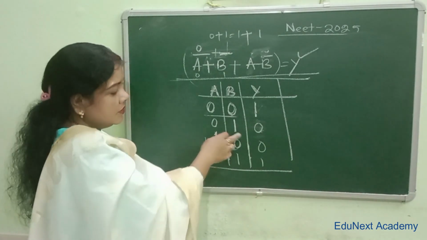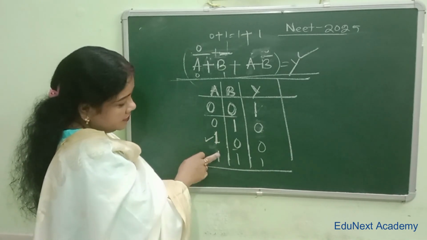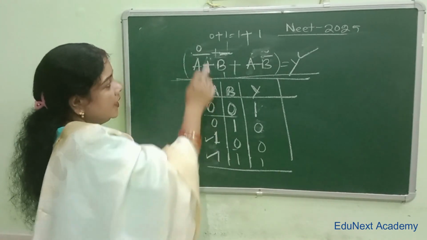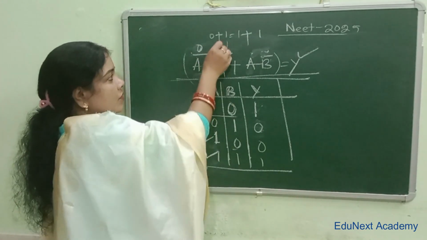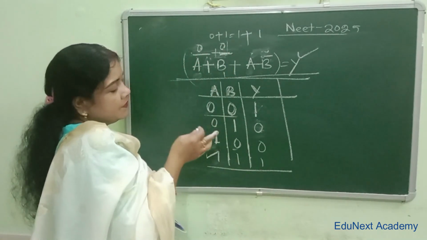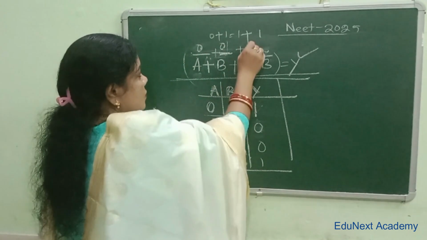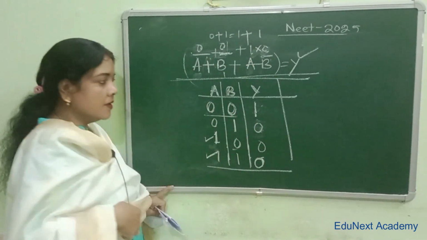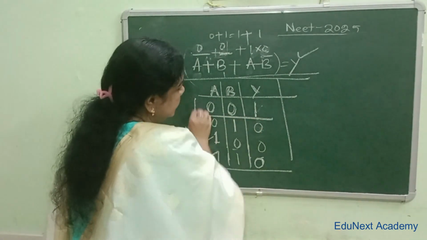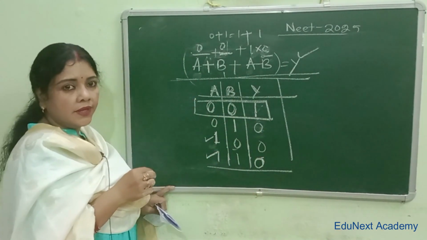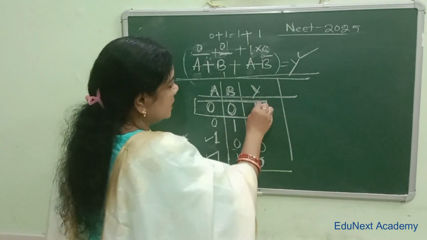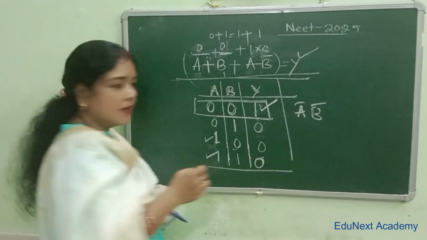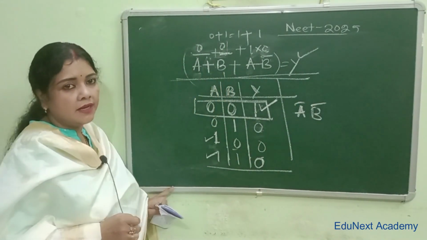Now again take the last one. A is 1, A complement is 0. B is 1, B complement is 0. 0 plus 0 is equal to 0, plus A is 1, B complement is 0. That means 0 plus 0, that is equal to 0. Now see, my final answer is here. The final answer option is A bar, B bar. The output will be A bar and B bar.